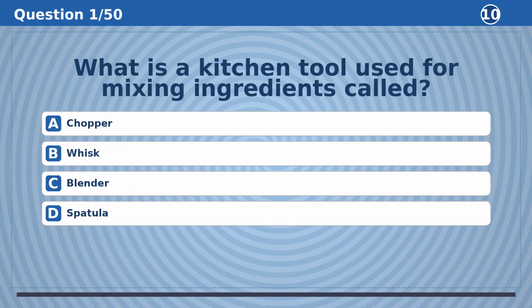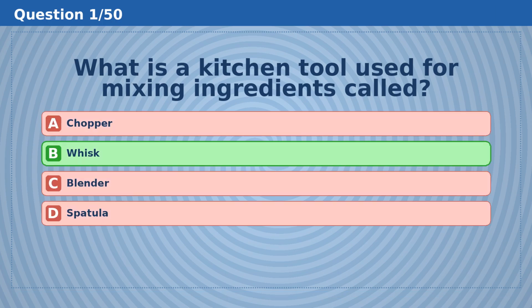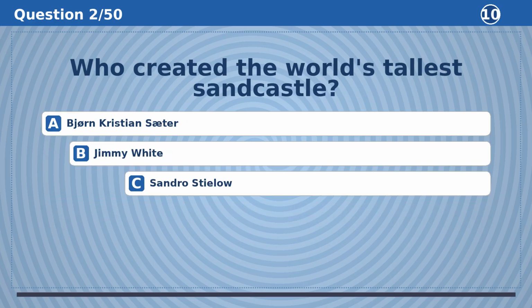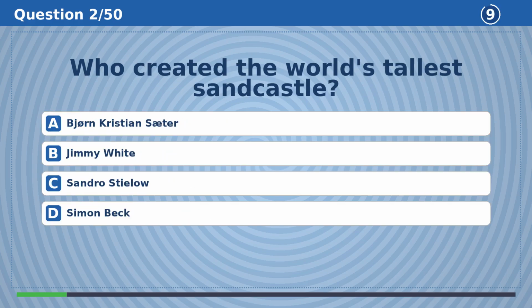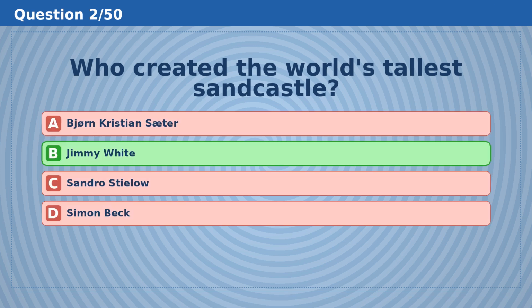3, 2, 1. What is a kitchen tool used for mixing ingredients called? The answer is B. Whisk. Who created the world's tallest sandcastle? The answer is B. Jimmy White.